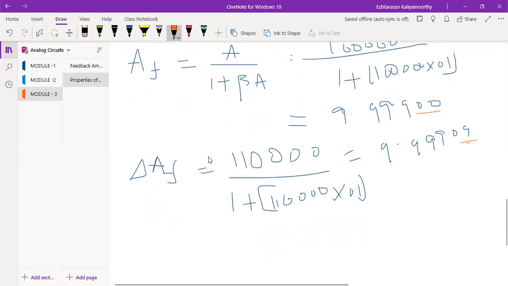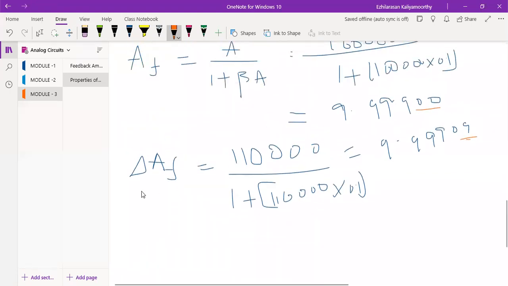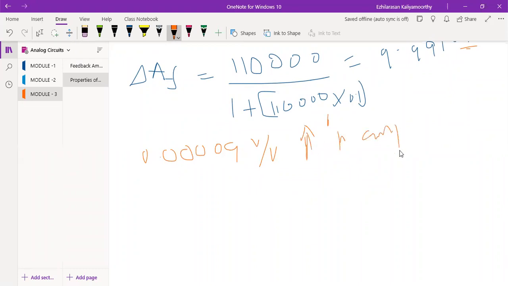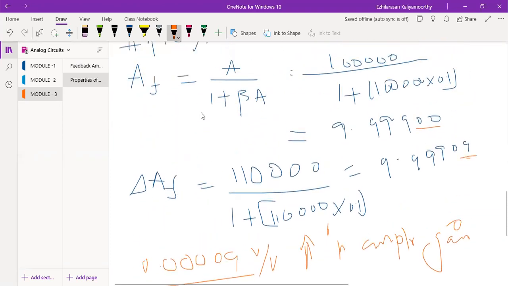Now you should see what will be the changes due to the ambient temperature. Due to the ambient temperature, the A gain is changed by 10%. Then we may get 0.00009 volt per volt increase in amplifier gain actually. So this is simple. From this I can say the gain won't sense that much change if there is an effect in A. That is what we need to say here, very important.